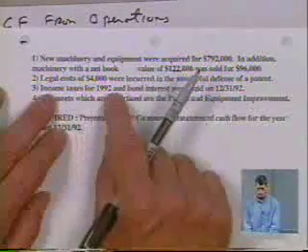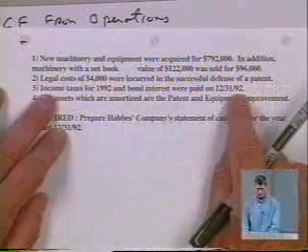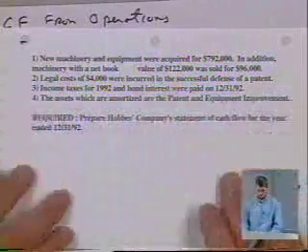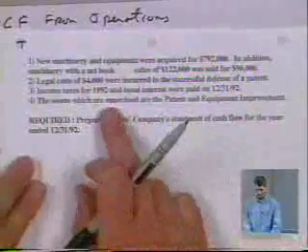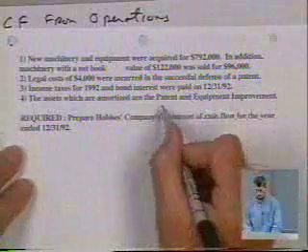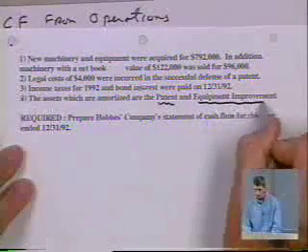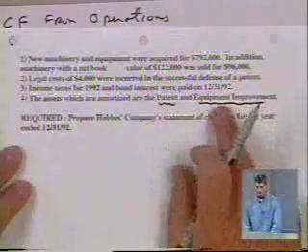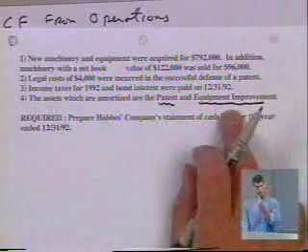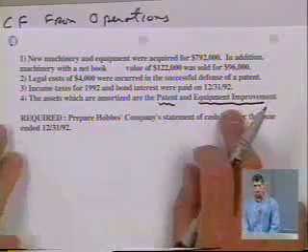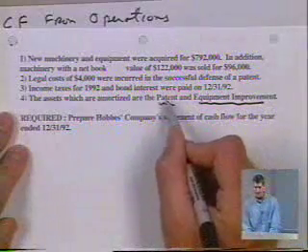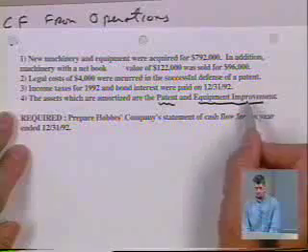Income taxes for $92 and bond interest were paid as of year end. The assets which were amortized are the patent and equipment improvement. Again, patent and equipment improvement. So the equipment improvement could have been a lease, which would be part of an intangible asset, or something like that, so that the amortization affected both the patent account and the equipment improvement account.